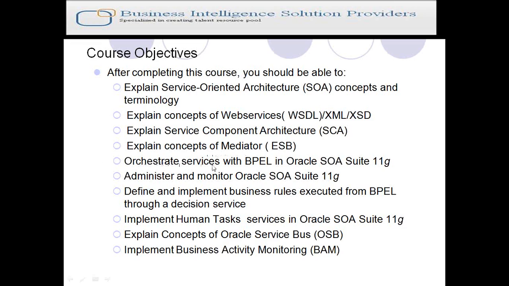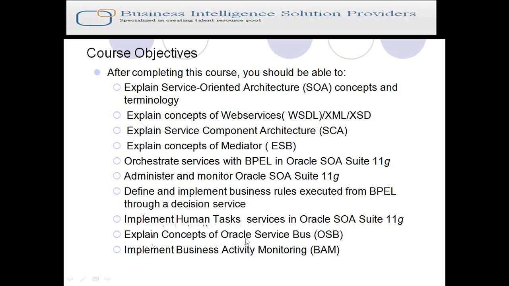You will be orchestrating the services using BPEL, and we will show you what orchestration actually means. Here you will understand where to use BPEL, where to use mediator, or where to use different components. You will be able to administer and monitor the SOA Suite. We will be showing you some of the admin tasks that are needed for the SOA Suite. Then we will be talking about business rules, and we will see how business rules have an important place in the SOA Suite. We will be implementing human tasks.